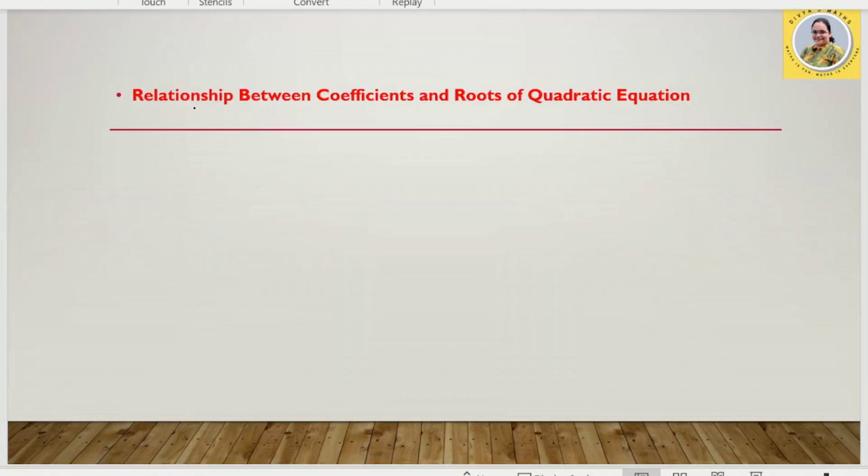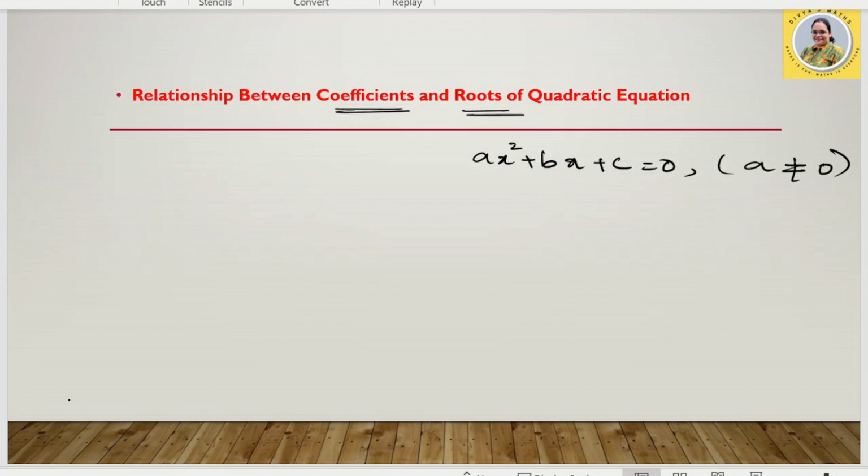Now let us see what is the relationship between the coefficients and roots of the quadratic equation. So we know the general form of a quadratic equation, that is ax square plus bx plus c is equal to 0, where a should not be equal to 0, right? So let us assume that alpha and beta are the roots of this quadratic equation.